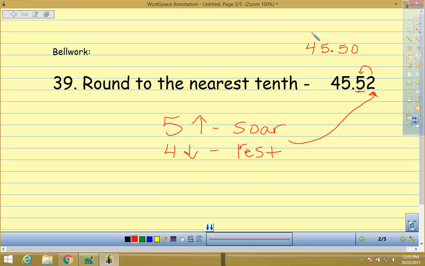Now, there's one more way that I could have written this. Jocelyn? 45.5. How would I say that? 45 and 5 tenths. Good work. Any questions about this specifically?